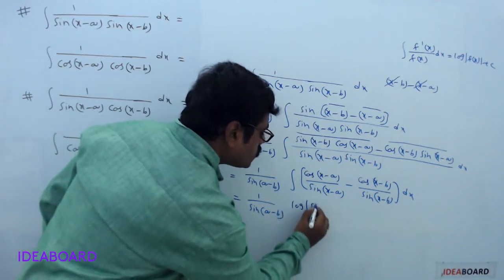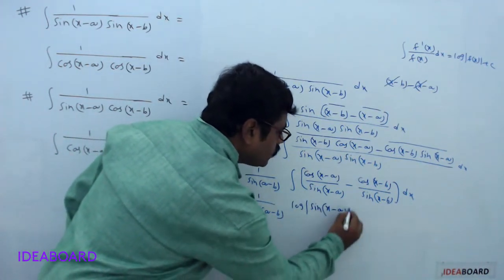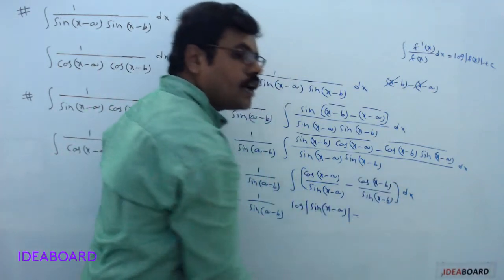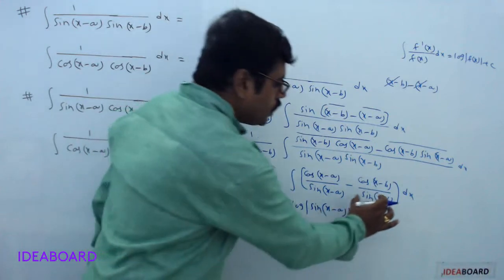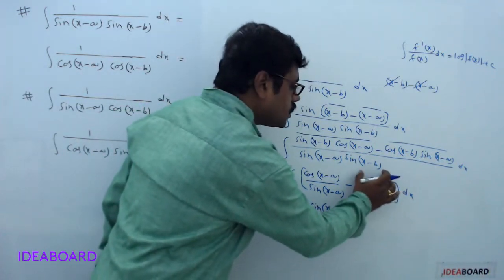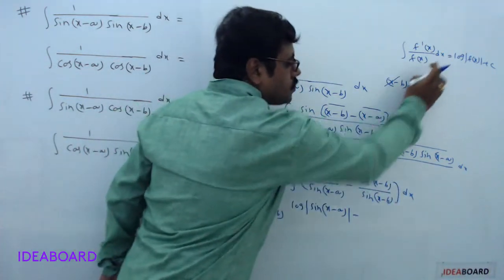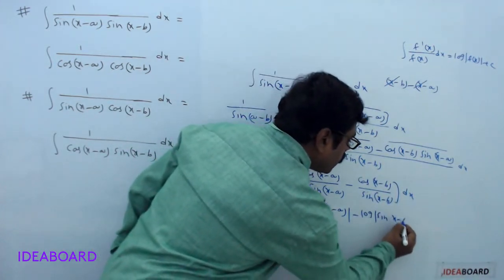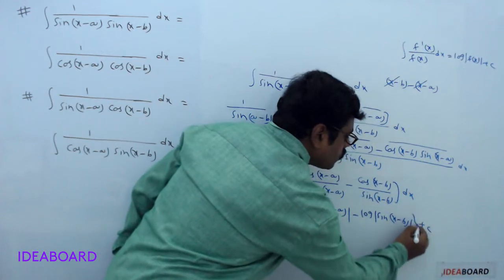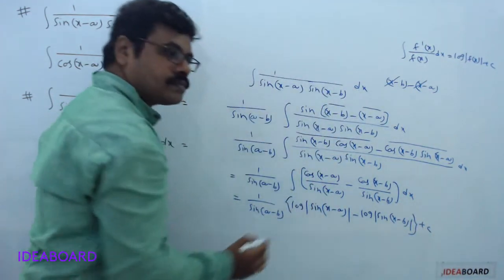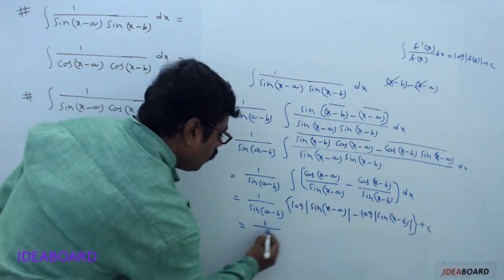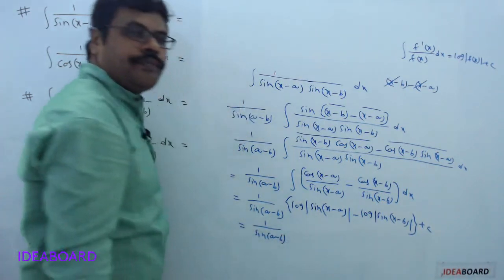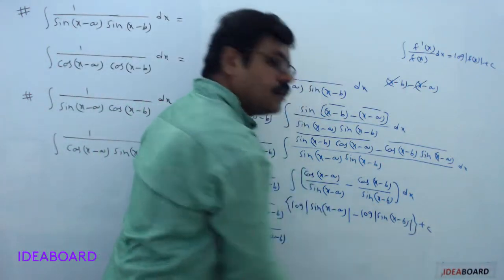Log mod sin of x minus a minus, derivative of sin of x minus b is cos of x minus b. So the derivative of the denominator is in its numerator. So apply this formula. Log mod sin of x minus b plus some constant c. Now this is equal to 1 divided by sin of a minus b into, now observe this expression.